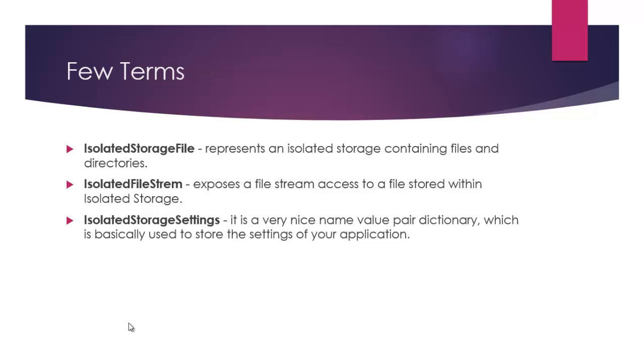Here are a few terms which you would need to know for using isolated storage in Windows Phone. IsolatedStorageFile represents a storage containing files and directories. IsolatedStorageFileStream exposes file stream access to a file stored within isolated storage. IsolatedStorageSettings is a very nice name-value pair dictionary which is basically used to store the settings of your application. Let's take a quick demo about how to store files or data using isolated storage.